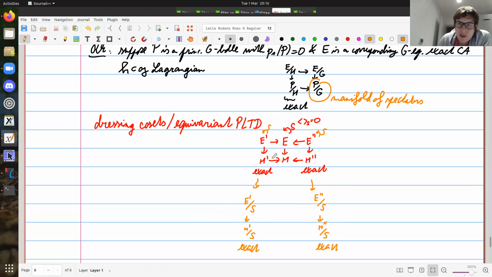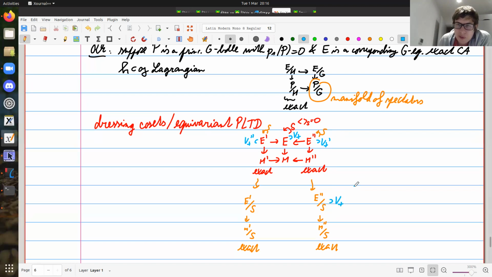And now you can play the same game as before. So now if you put a generalized metric here, then it induces generalized metrics here and here. And if you assume that this was somehow invariant under this group, you can reduce this thing, it descends to a generalized metric here.